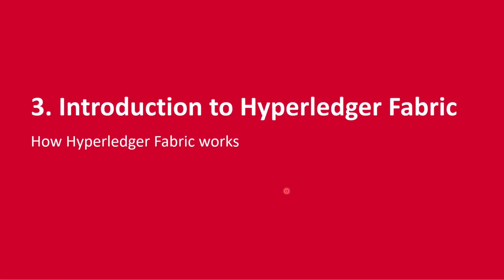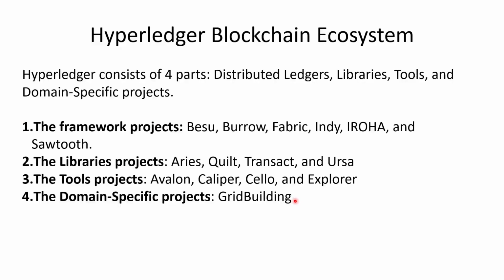In this lesson, we are going to discuss Hyperledger Fabric. Hyperledger blockchain is actually an ecosystem. It consists of multiple parts: distributed ledgers, libraries, tools, and domain-specific projects. The framework of projects includes Burrow, Fabric, Iroha, and Sawtooth. If you go onto the Hyperledger website, you'll see all of these. There are also library projects, and tool projects, Cello and Explorer. Explorer is probably the best known, and then there are domain-specific projects. Here's one, grid building.